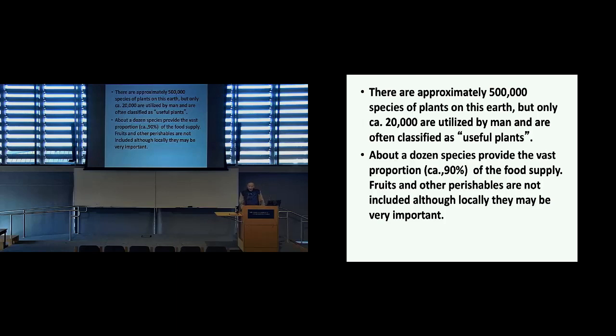There are approximately 500,000, give or take 100,000, species of plants on Earth. About 20,000 are classified as useful plants, but only about a dozen species provide the vast proportion, around 90%, of our food supply. So that makes our food supply very vulnerable. And in addition to a lot of people, we're also occupying a lot of the land with cities and housing and buildings that formerly were prime agricultural land.